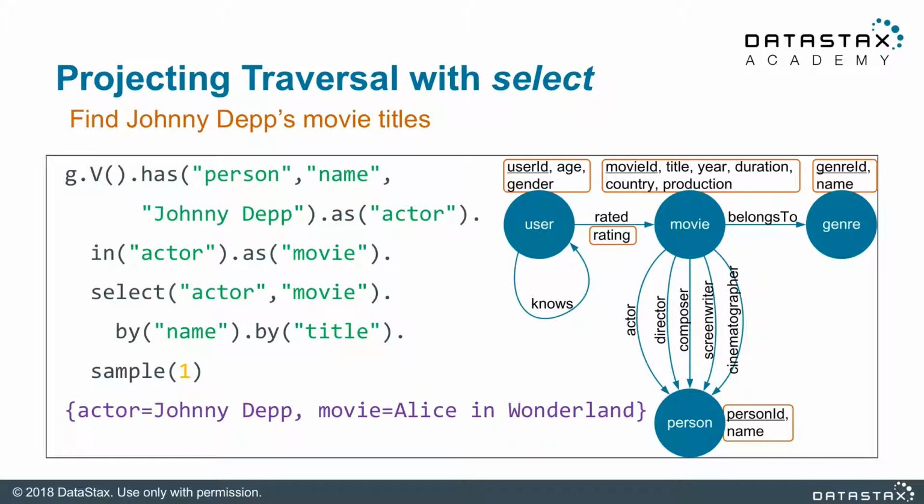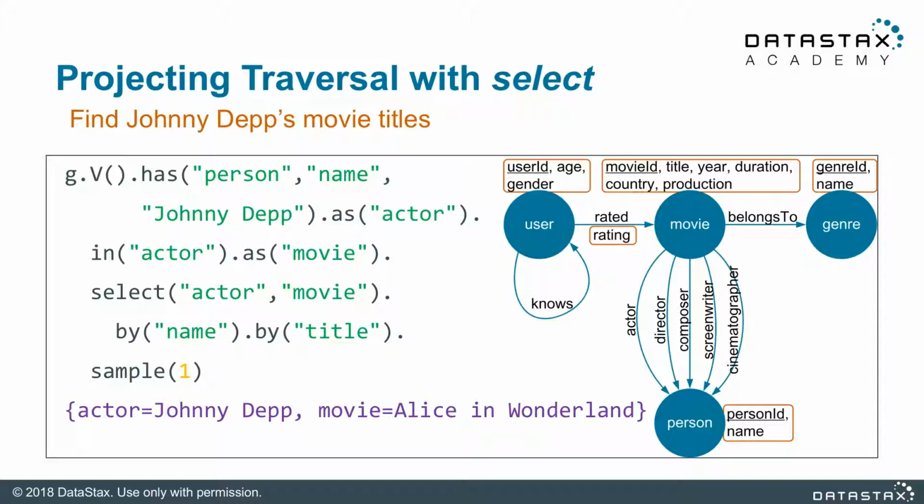Once we found where we are starting, let's give this step a name by using the as step. Here, we're labeling the Johnny Depp person vertex as actor. From our starting point, we need to get to the movie vertices by walking through the edge pointing into the actor vertex. Let's label this step as movie.